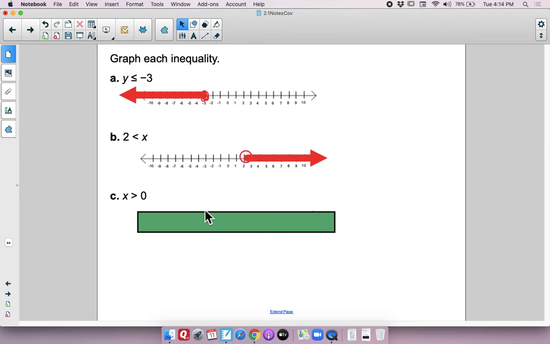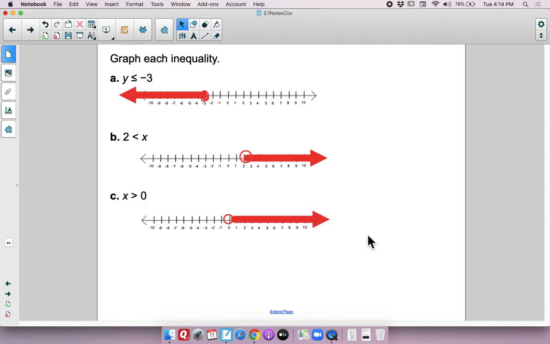Okay, what about this one? Try this one. Hopefully you got that. Good.